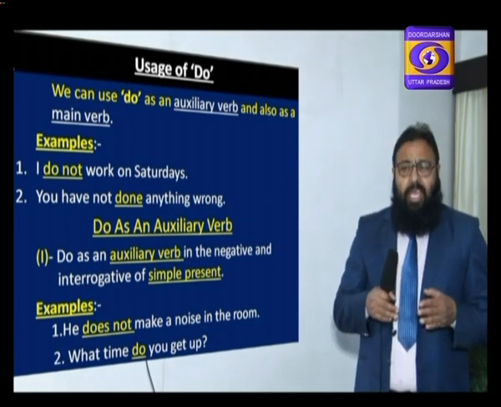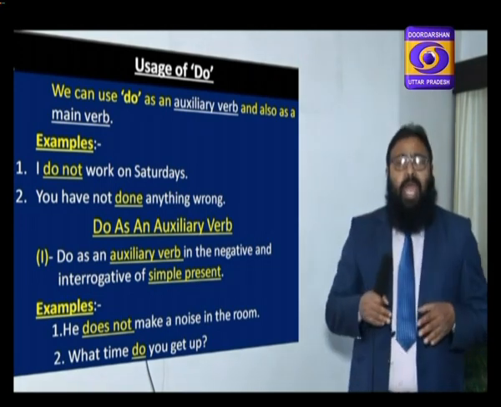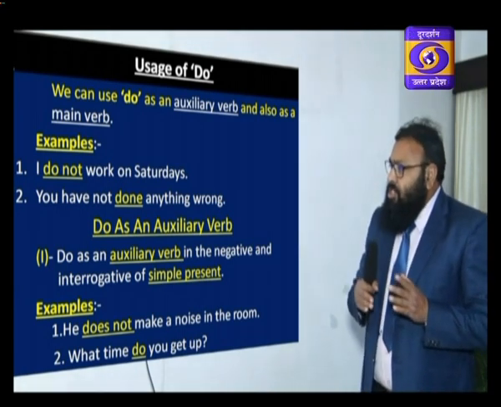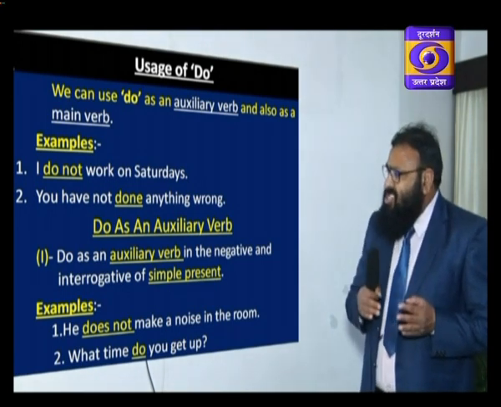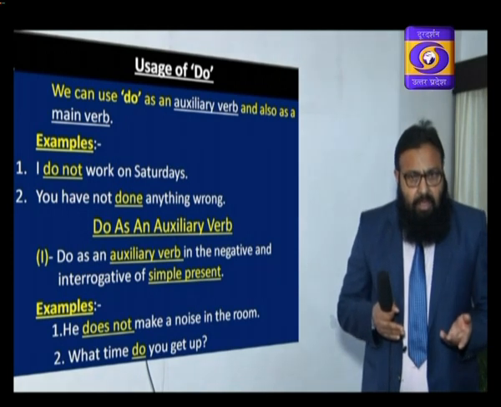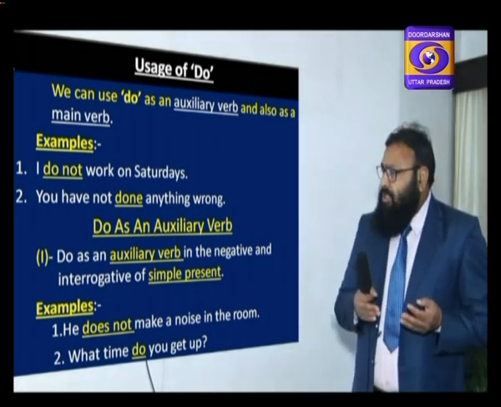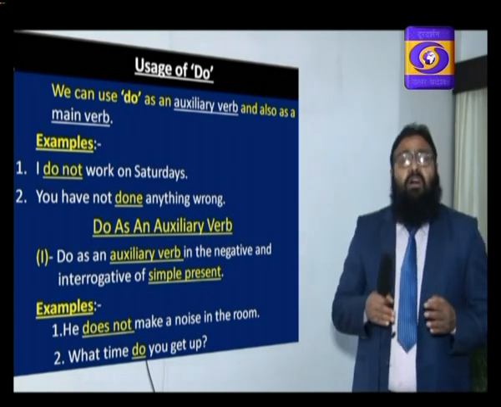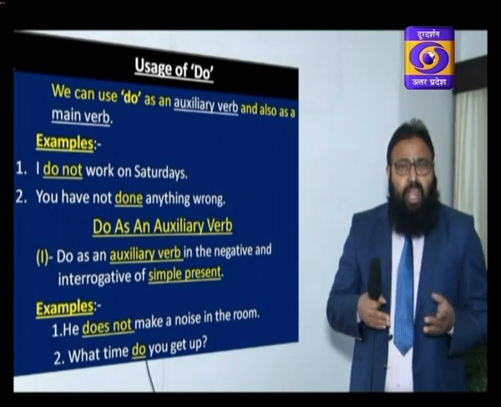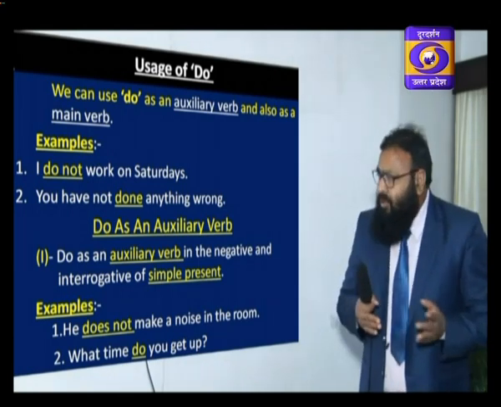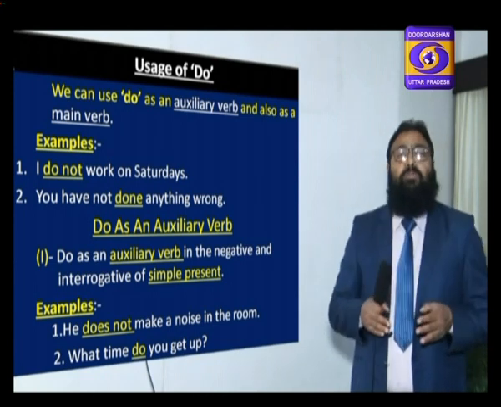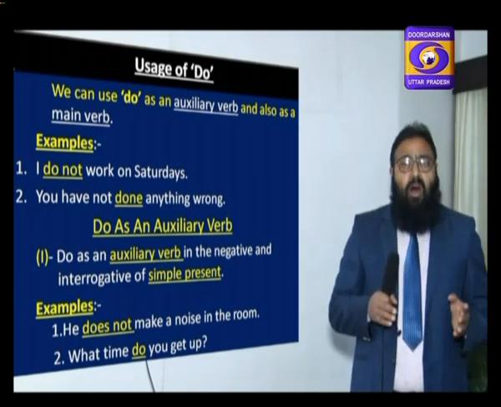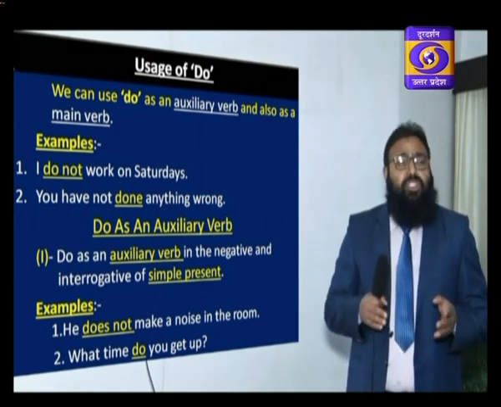It is, as I told you, an auxiliary verb and also a main verb, and it is also used in some very specific senses. Some examples: I do not work on Saturdays. Now, do not here is a helping verb, and it is helping us to determine the tense of the sentence. It is present indefinite, negative, and the subject is plural. You have not done anything wrong. Now here, done has been used as a main verb.